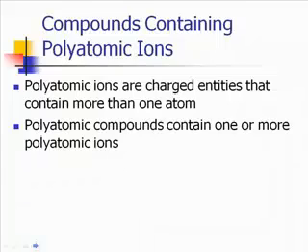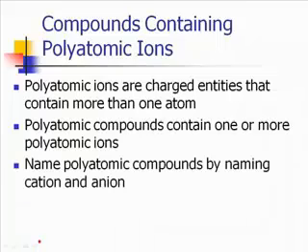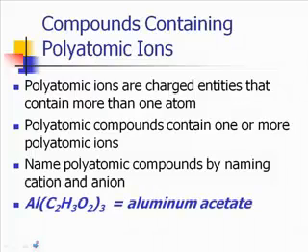Okay, and we're going to look at these, and you'll find the naming process pretty easy, because they just get their name that's listed on the sheet. So if you had this formula, you would look on the sheet to find, well, what is C2H3O2? And if you see that, you will match it up, and it is acetate. So the name of this compound would be aluminum acetate. You don't have to alter the name of the polyatomic ion in any way.